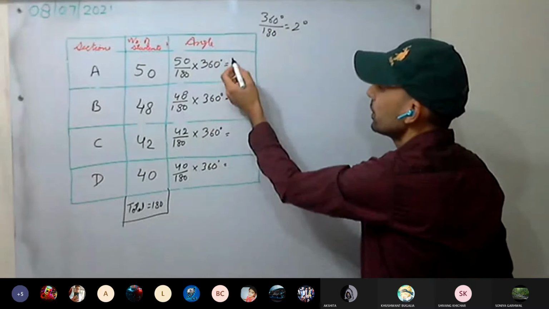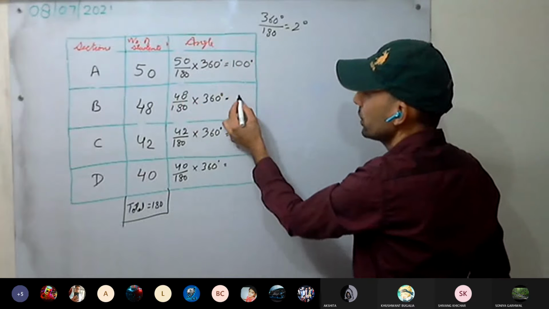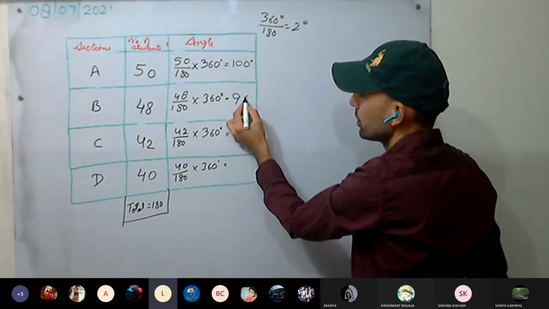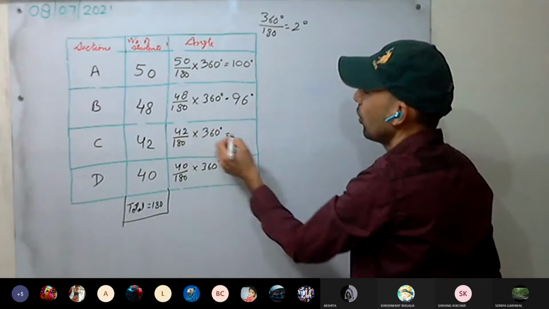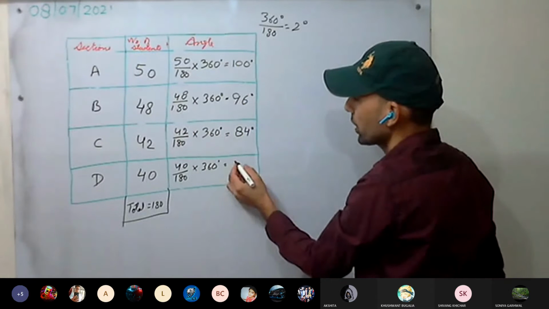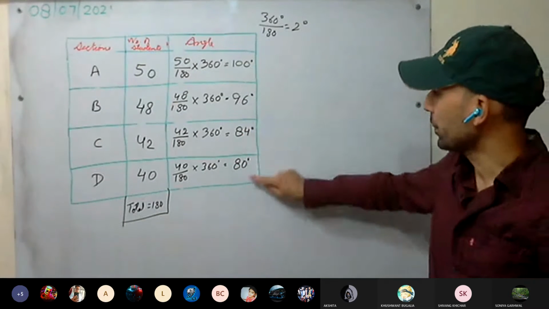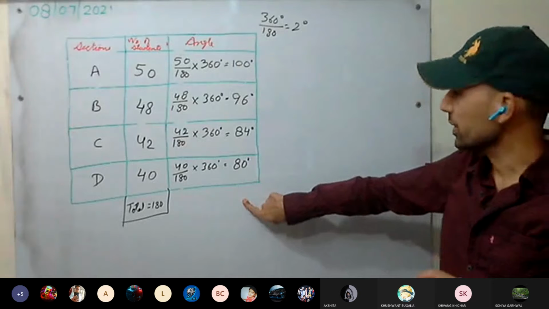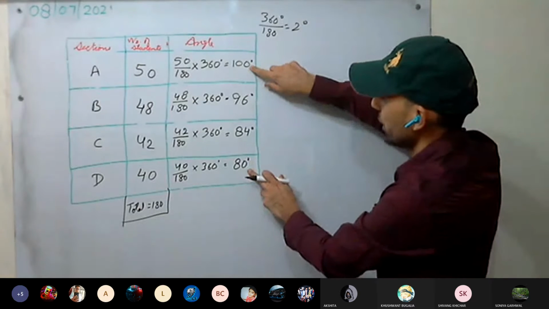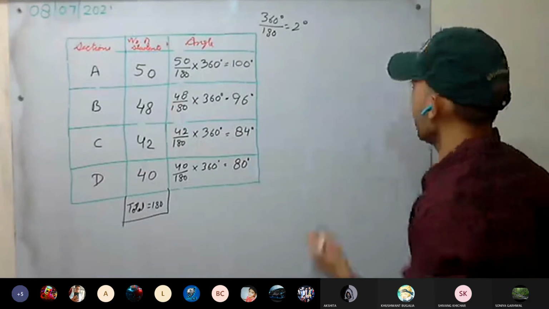Okay. 50 into 2, 100 degrees. 48 into 2, 96 degrees. 42 into 2, 84 degrees. 40 into 2, 80 degrees. Okay. If you add them, they come out to be 360. You can see 100 plus 80 is 180, 96 plus 84 is 180. 180 plus 180, 360. Okay.